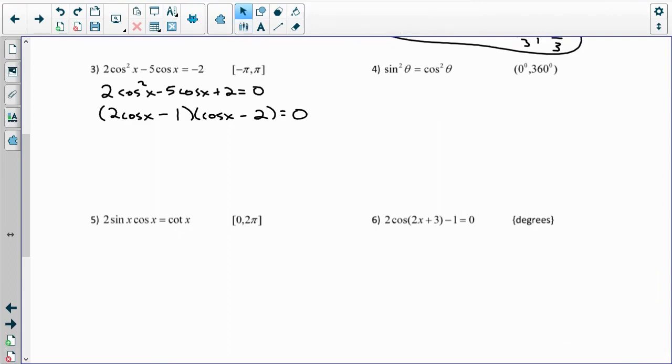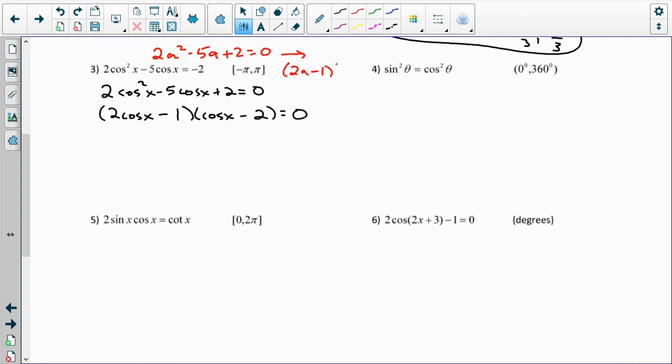Notice, if you were a little confused as to where I got that so fast, if I had 2a squared minus 5a plus 2 equals 0, you would probably be able to factor that into 2a minus 1, a minus 2 pretty quickly. Well, I'm just replacing a with cosine x. So this is essentially something that's quadratic looking. And when something is quadratic looking, I can end up doing something like that. So now I set both of these equal to 0.